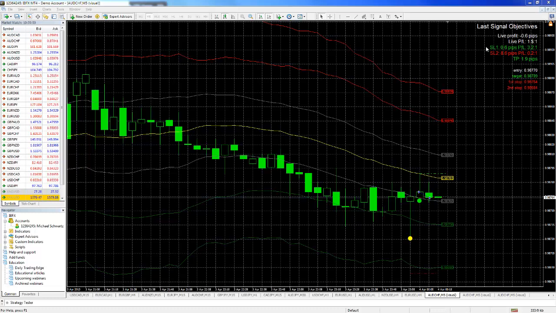You'll notice that the stop loss 1 and stop loss 2 are also shown on this signal objectives screen. Now, this is a very, very important screen. It shows you everything you need to know about your trade. It shows you your live profit in pips, your live risk to reward, or I'm sorry, reward to risk. P equals profit, L equals risk.